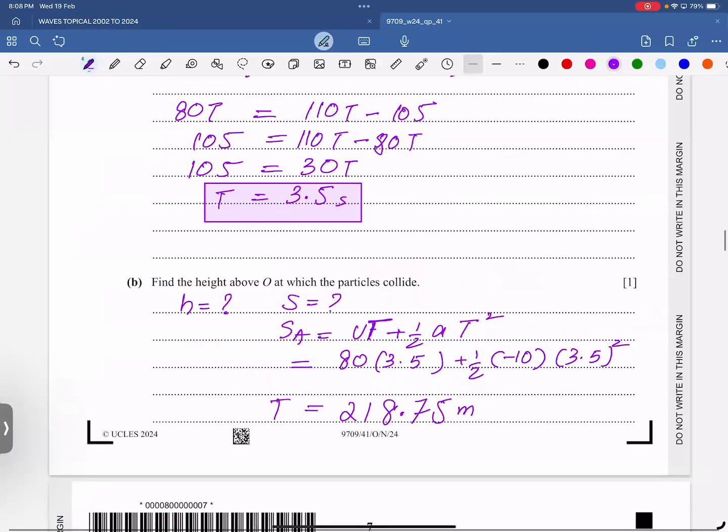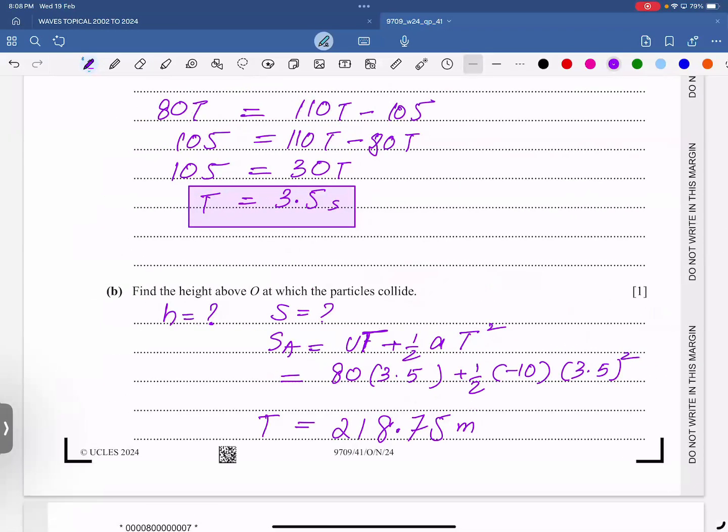Since it's an exact answer, you don't have to round. If you round, you will lose the mark. We proceed to the next question. It's the same question, part C, my dear students.